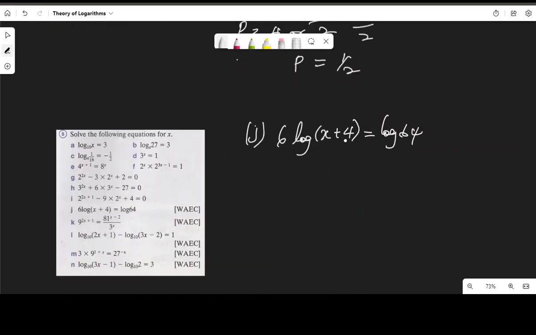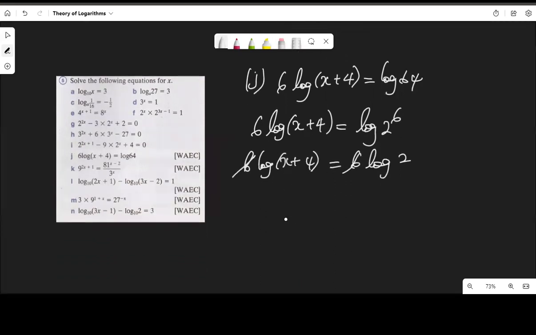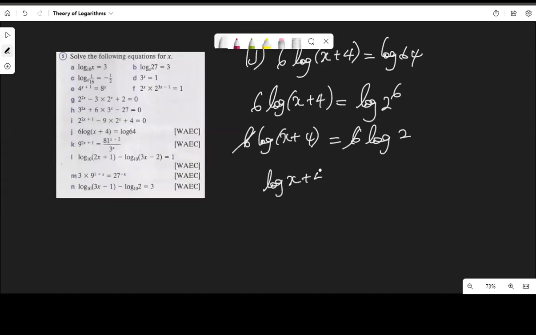Question J is 6 log x plus 4 equal to log 64. This you can write as 6 log x plus 4 equal to log 64. I can write 64 as 2 to the power of 6, because 2 times 2 six times is 64. And that will be 6 log x plus 4 equal to 6 log 2. This 6 will cancel out, so that I have log x plus 4 equal to log 2. The log will cancel. X plus 4 equal to 2. X equal to 2 minus 4. X is minus 2.